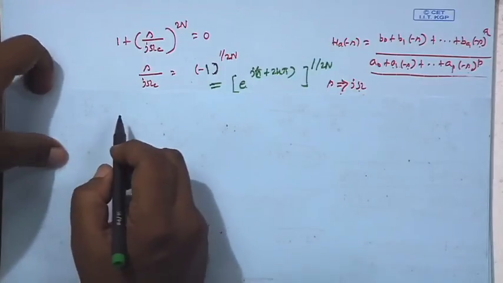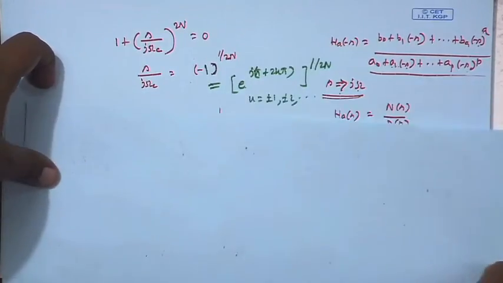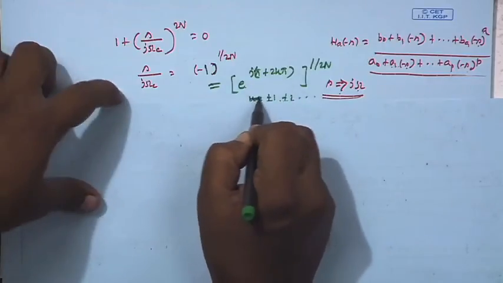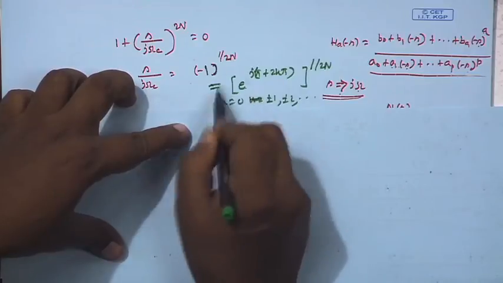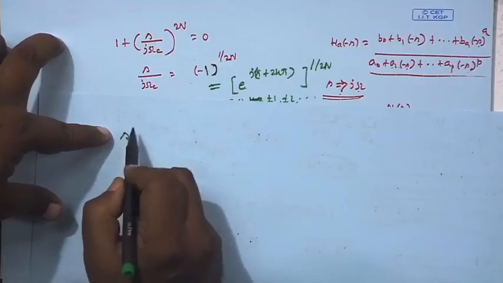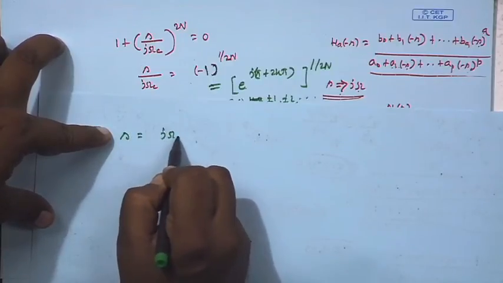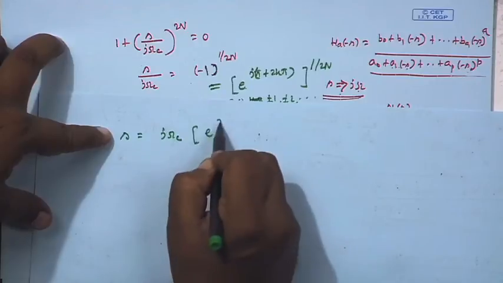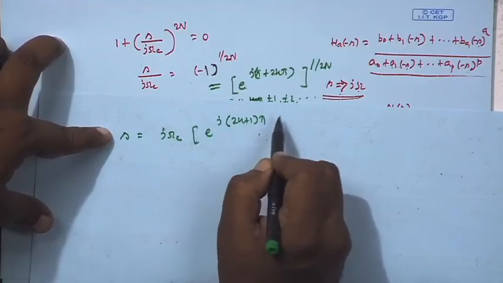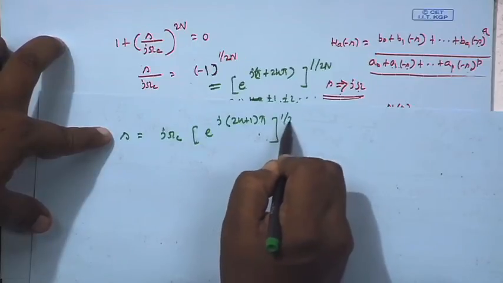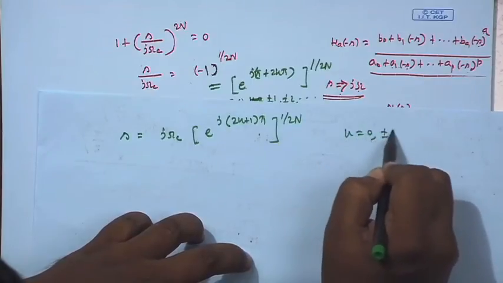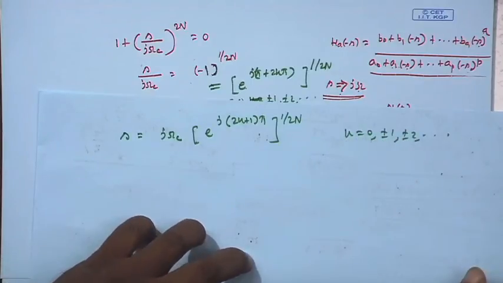This means there will be various poles, for each value of k there is a root. k can be 0 also, because if it is 0 still it is minus 1. So, you have got the roots: s equal to j omega_c times e to the power j (2k plus 1) pi whole to the power 1 by 2n, where k is 0 or plus minus 1, plus minus 2, and so on.